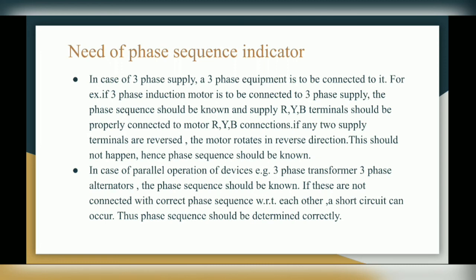Second, in case of parallel operation of devices, for example 3-phase transformers, 3-phase alternators, the phase sequence should be known. If these are not connected with correct phase sequence with respect to each other, a short circuit can occur. The phase sequence should be determined correctly. So the first reason is, if the phase sequence is not correct, the motor may run in anti-clockwise direction. And the second reason for using this phase sequence indicator is, for parallel operation we have to know the correct phase sequence. If the phase sequence is not correct, then short circuit may happen.